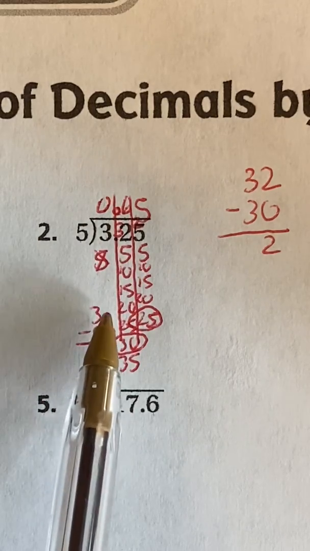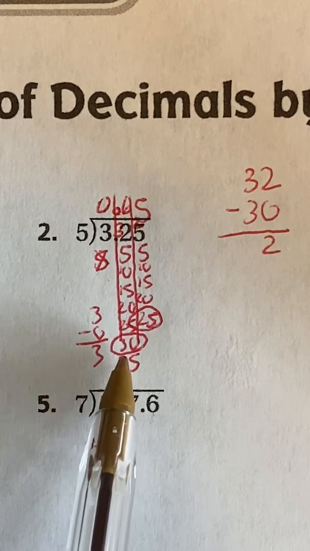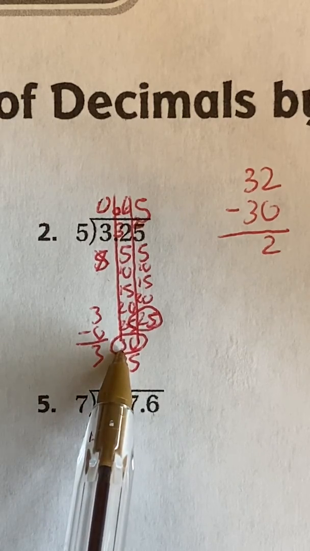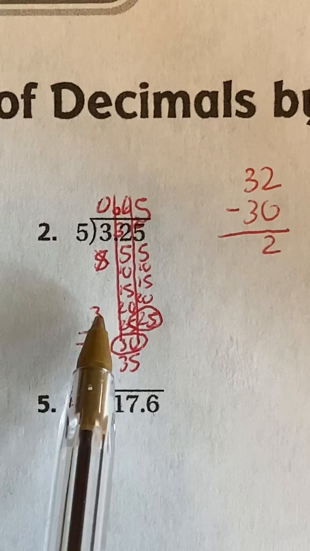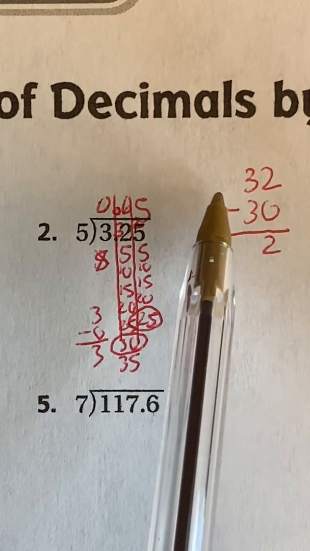Now I skip count by 5s. 5, 10, 15, 20, 25, 30, 35. 35 is too much, so I have to use the 30. Okay, so that's 1, 2, 3, 4, 5, 6 groups. So I put the 6 at the top. I do 32.